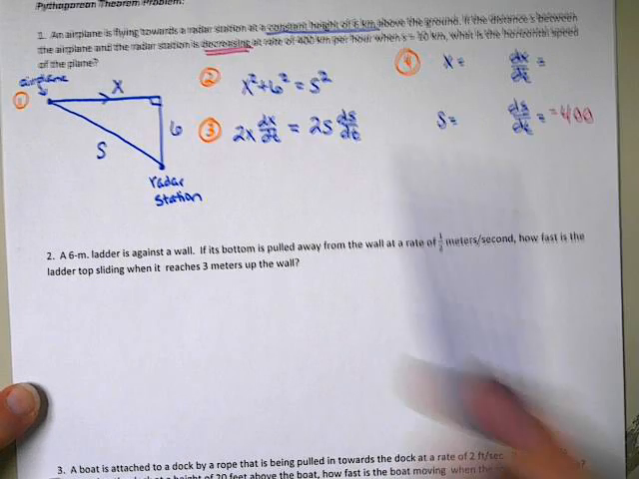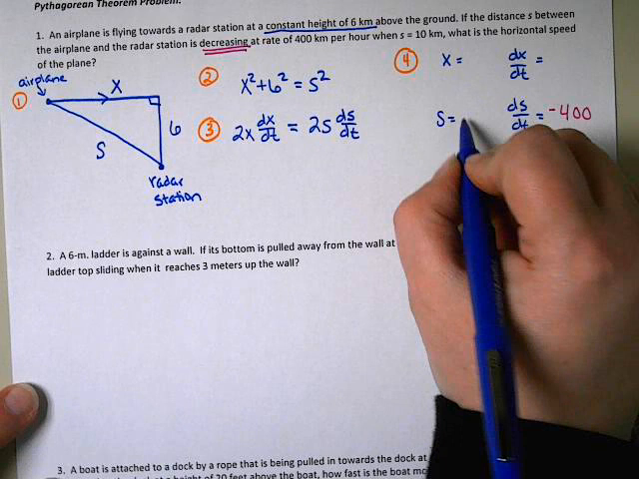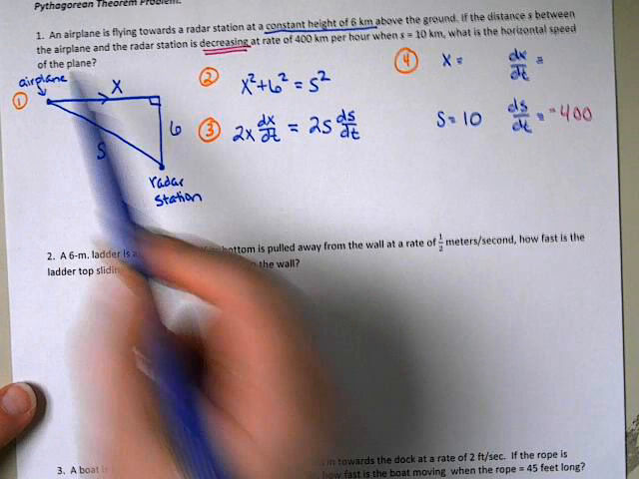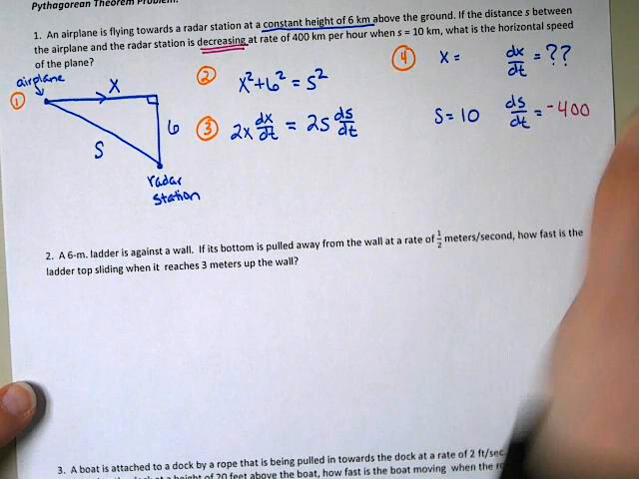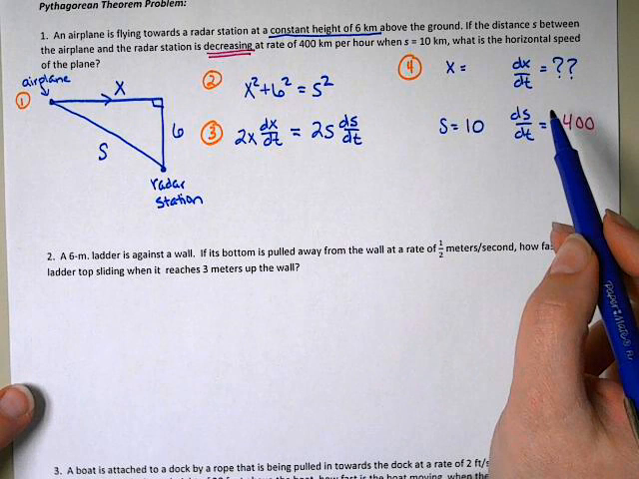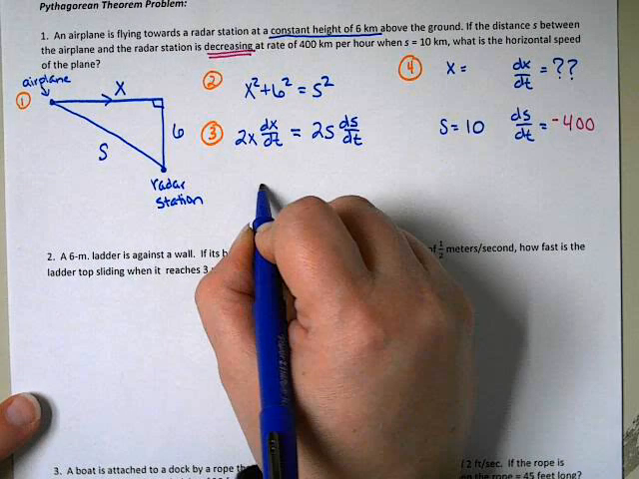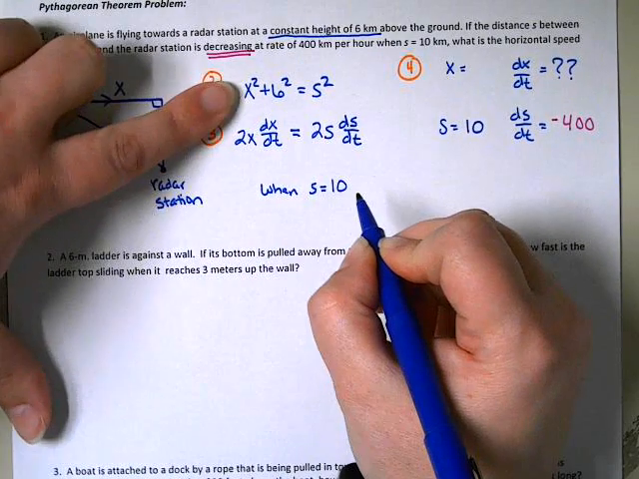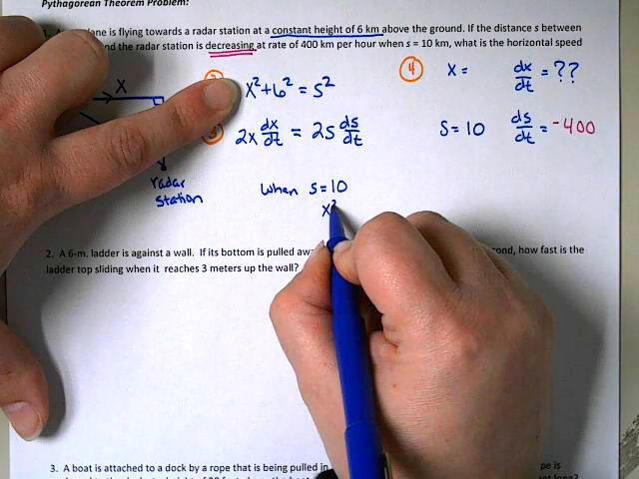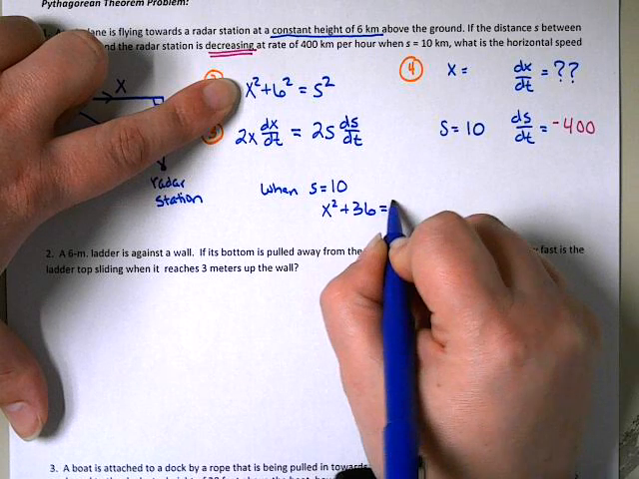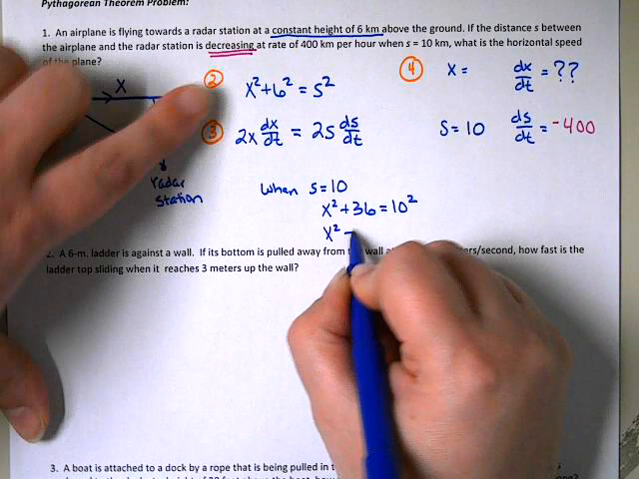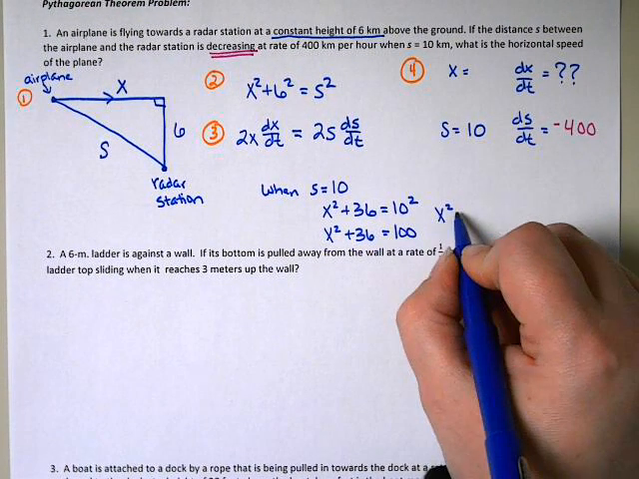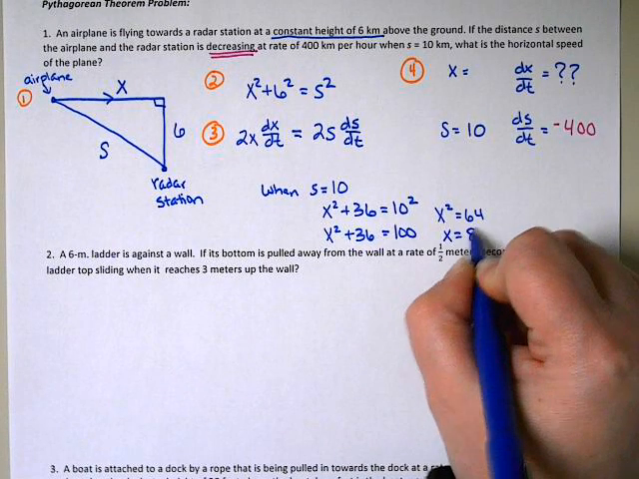So then, what else do we know? S is 10, so we can fill that in. And it asks, what is the horizontal speed of the plane? Well, that means we're looking for dx/dt. So somehow we still need to be able to find x. So we know that when s is 10, we can just use our Pythagorean theorem to solve for x. So we have x squared plus 36 equals 10 squared. So x squared plus 36 is equal to 100. X squared is 64, so we get that x is equal to 8.